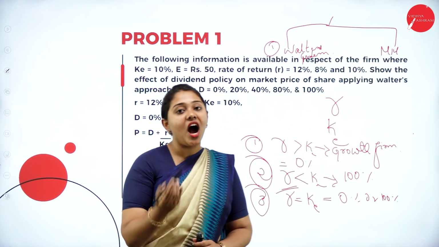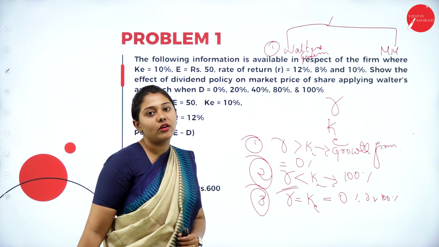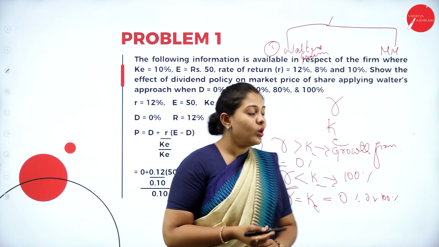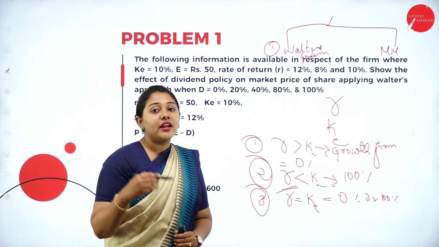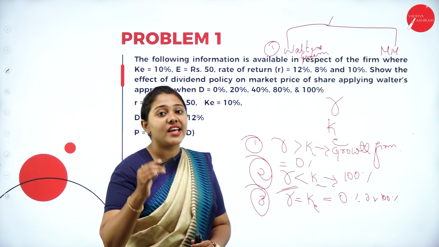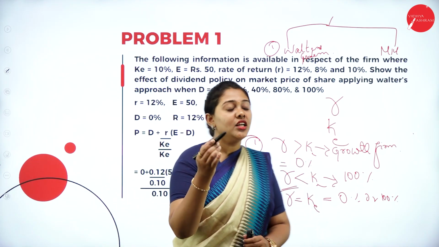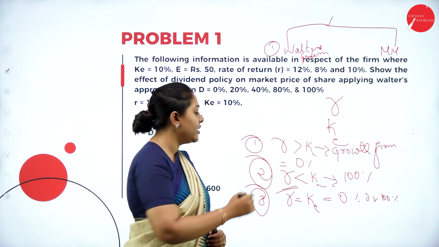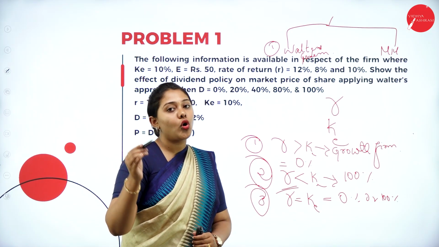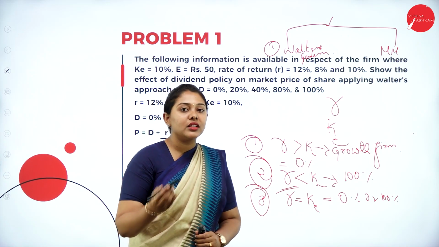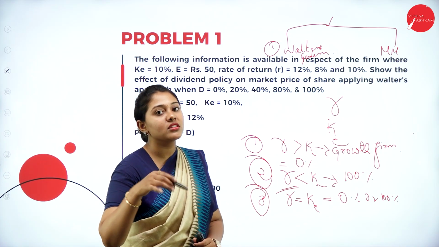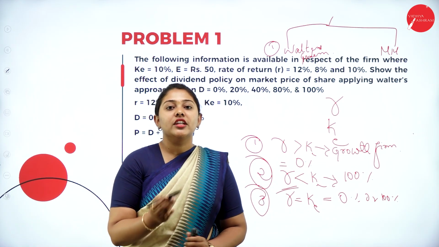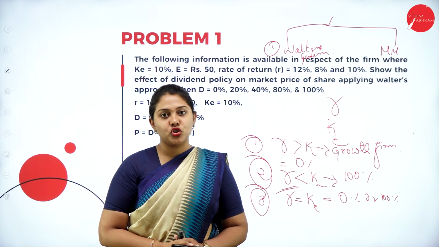So when R is greater than the cost of capital, the firm should use a 0% payout ratio. When the return is lesser than the cost of capital, the firm should pay 100% dividend. And when R is equal to the cost of capital, the company might pay 0% or 100%, so there is no effect on the dividend decision as well as the valuation of the firm.